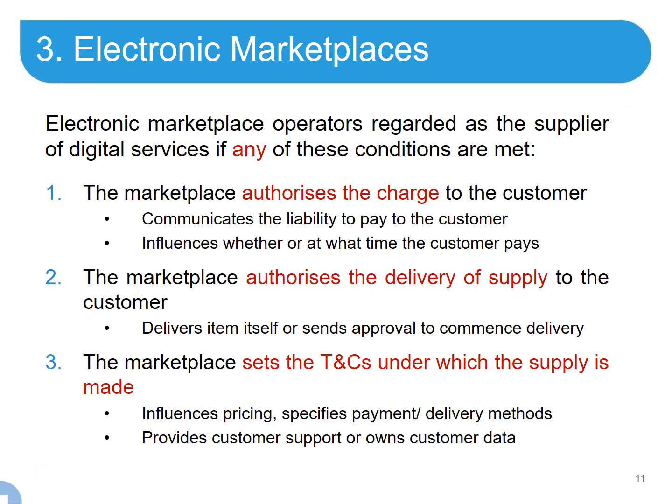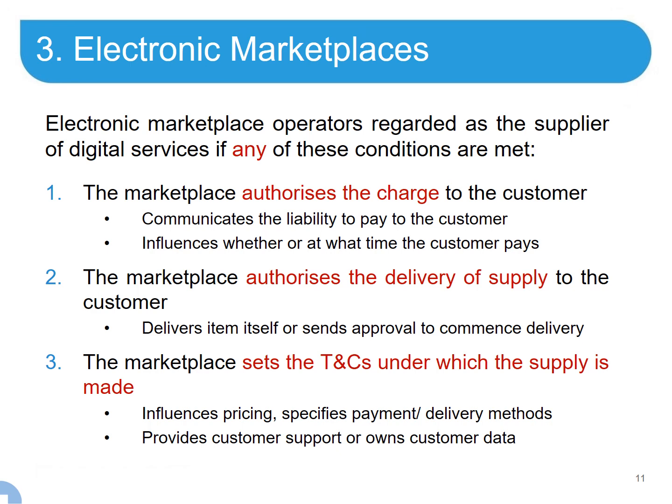For this condition to be met, it is not necessary for the electronic marketplace itself to collect or receive the payment, or be involved in the entire payment process. For example, to authorize the charge, the electronic marketplace may only initiate the process by which the customer is charged, including situations where the electronic marketplace website connects the customer to a third party who processes the payment. The second condition is the marketplace authorizes delivery of the supply to the customer. The marketplace may deliver the item itself or notify a third party to commence delivery on its behalf.